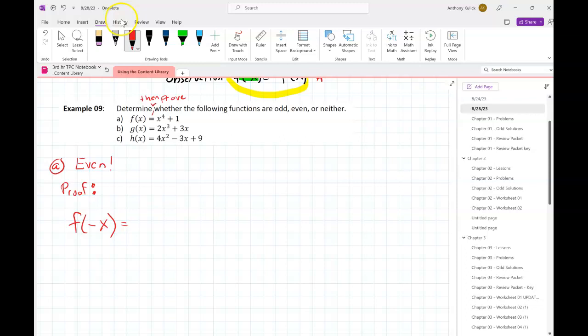Now, what should I be doing if I'm plugging in, or if I write f of negative x? Okay, what if I'd written f of negative 2? What would I do? What would that tell me to do if I just wrote f of negative 2? Right, I would replace the x with a negative 2. Everybody's cool with that? So if I want to do f of negative x, I'm just going to replace the x with a negative x.